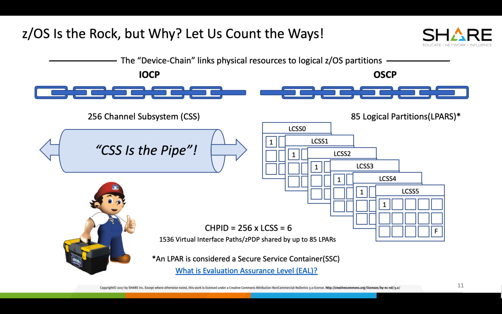And in each one of these LPARs, we could define it as a ZOS LPAR, or we could define it as a VM LPAR, or we could define it in some other way. But when we're done, we will have taken those 256 physical channels, and we will have mapped them into these logical channel subsystems, creating 1,536 virtual paths to the channels themselves.